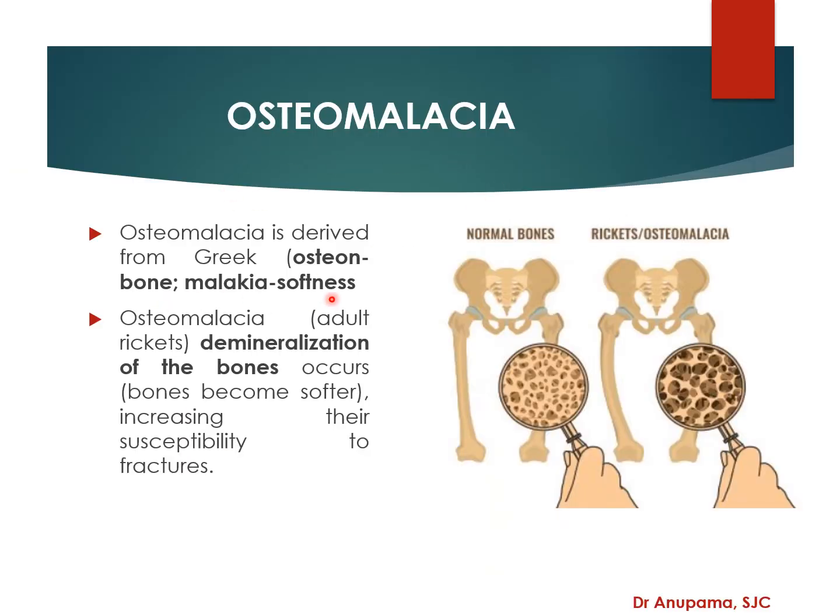Osteomalacia. Osteomalacia is derived from the Greek word osteon, which means bone. Malacia means softness. Osteomalacia is seen in adults. It is called adult rickets. Demineralization of the bones occurs. The bones become much softer, and they are increasingly susceptible to fractures. Here we can see the normal bones. You can see the extent of mineralization, while here they have become porous and very soft due to decrease in the mineralization of the bones. Thereby they are easily prone to fractures.